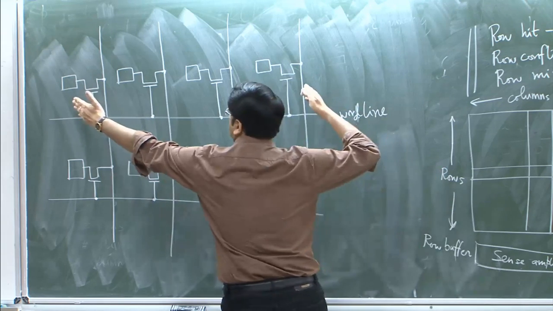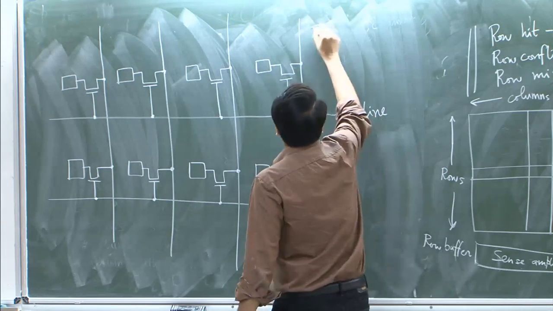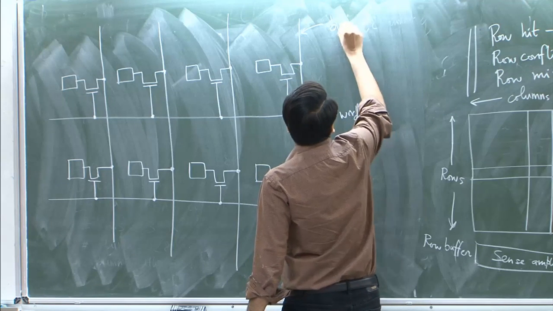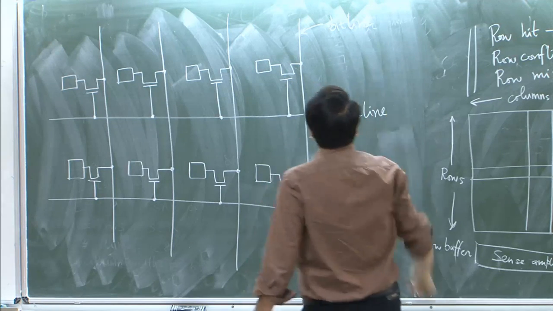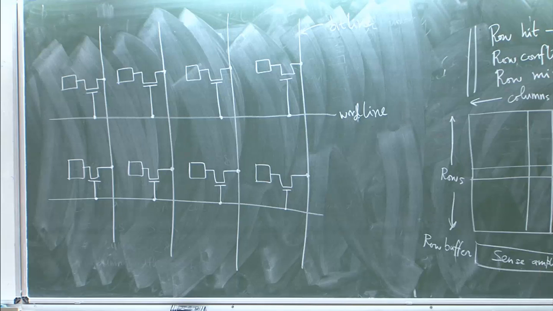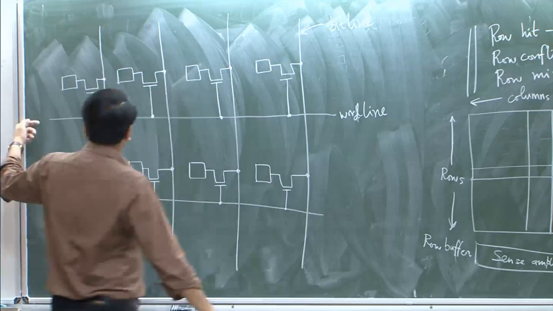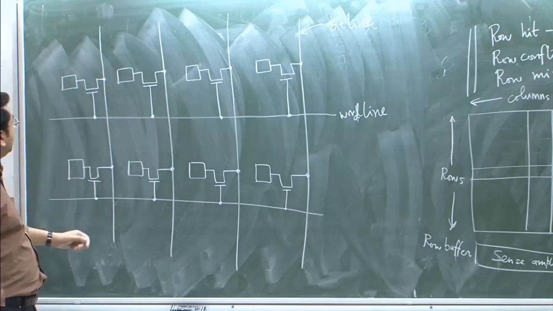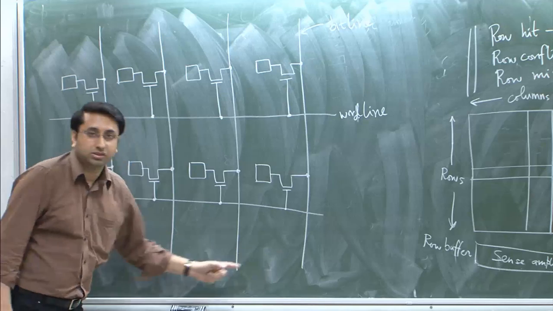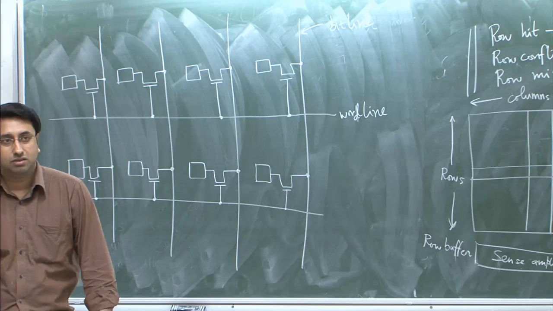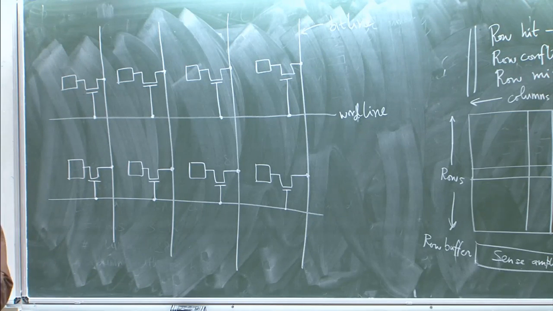And this one is often called a word line. This is called a bit line. Now suppose I want to access this particular row. So what will it do? I apply a high voltage on this word line. And then I read out these four bit lines. So I get the value in that particular row.